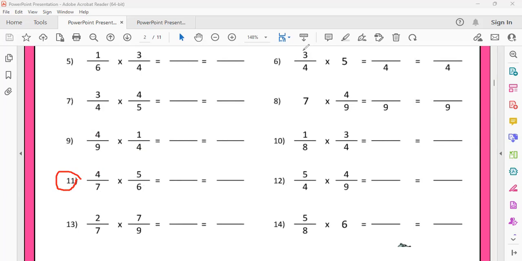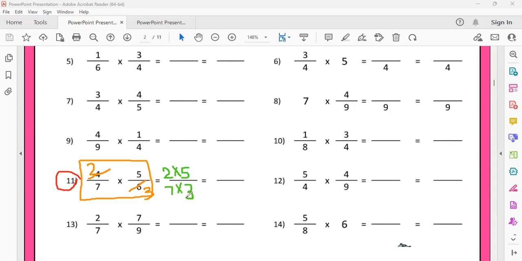Who can tell what can be crossed off in this question? 4 and 6. Yes, 4 and 6. Well done. And how do I cross it off? 4 divided by 2, yes, and I'll get 2. 6 divided by also the same number, 2, and I will get 3. 6 divided by 2 is 3. Okay? Be careful. So then I rewrite 2 times 5 over 7 times 3.